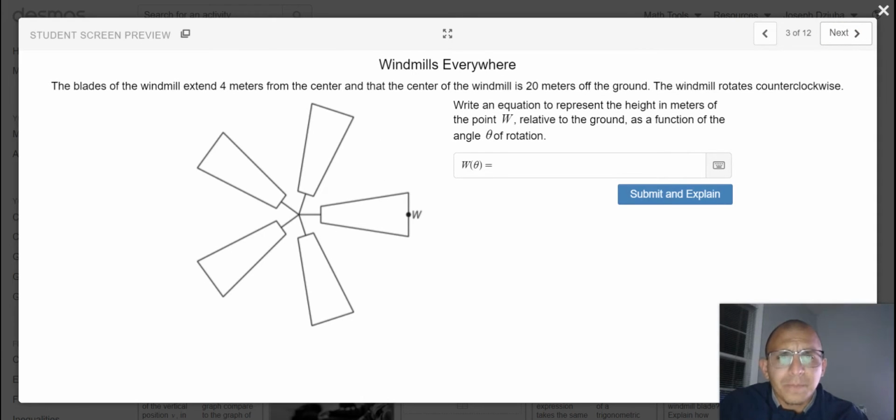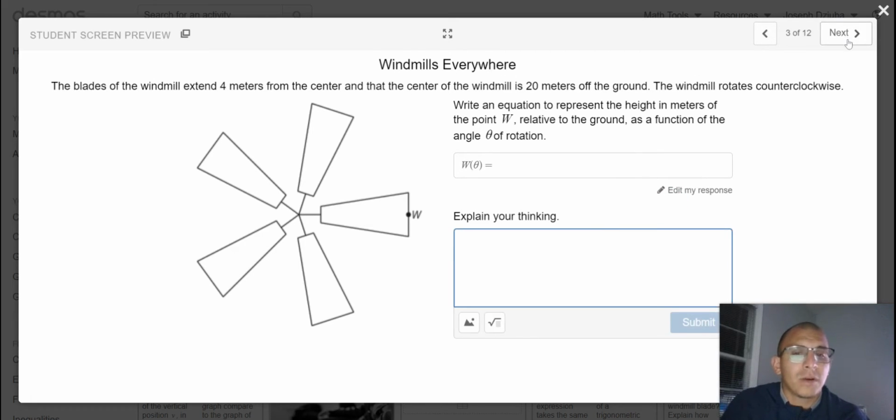But in this case, we have the blades of the windmill extending 4 meters from the center, and the center is 20 meters off the ground. The windmill rotates counterclockwise. So we're just going to write an equation here to represent the height once again as a function of an angle theta of rotation. So very similar to what we were doing last lesson.